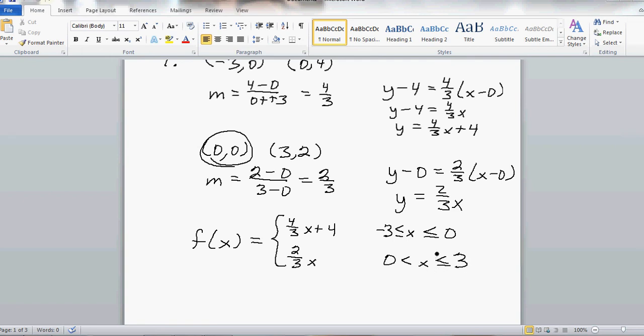Now notice a couple things. You cannot have an equal sign here and an equal sign here, because x equals 0 here, and if x equals 0 here, then we would no longer have a function. The problem is with this particular graph, it's really impossible to see which one had the open circle, so I assumed 0, 0, or the origin, had the open circle, so that's why it was here.